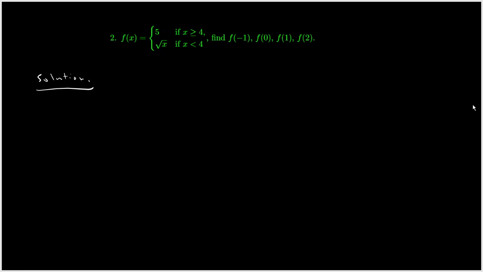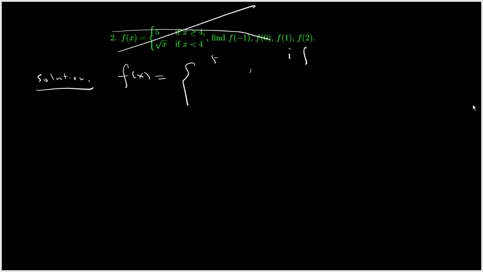This function is kind of weird, so can I modify the question a little bit? That's probably not my intention. My intention is going to be the following. So forget about this. I'm going to rewrite the function. The value of the function is 5 if x is less than 4. The function is square root of x when x is greater than or equal to 4.